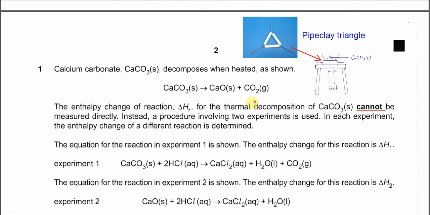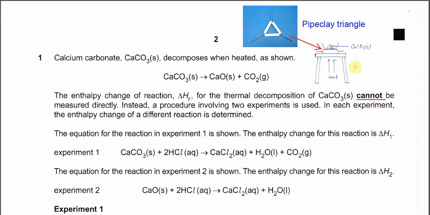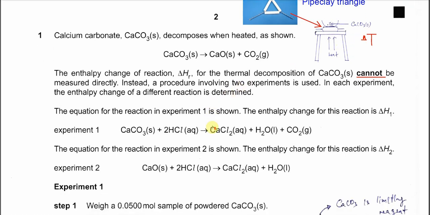So for this thermal decomposition, it's very hard for us to get the delta T. Why? Because normally when there is a decomposition, we will put the solid into the crucible, supported by the pipe clay triangle, and direct heat by the Bunsen burner flame. During the heating, it's very difficult for us to get this delta T. That's why instead of doing this, we can use two experiments to get the delta HR.